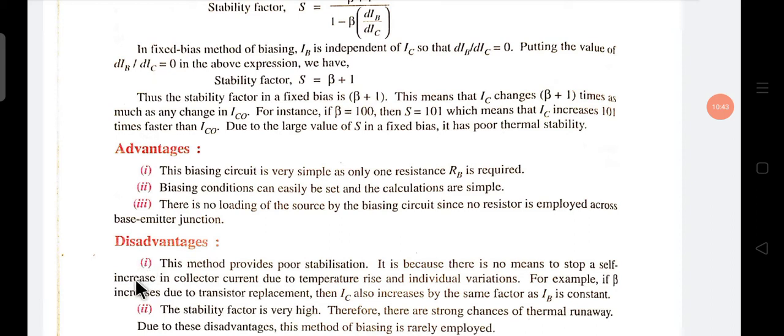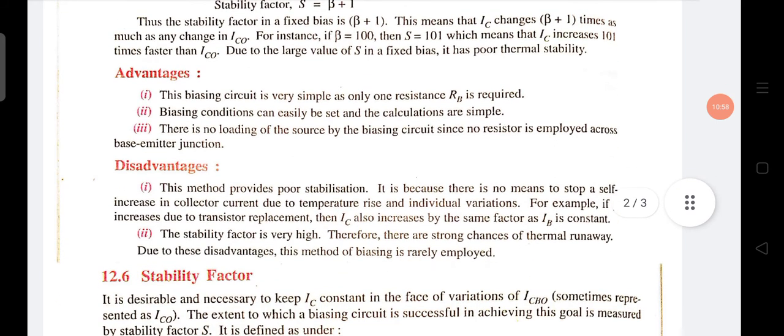Then the disadvantages: this method provides poor stability, because there is no means to stop the self increase in the collector current due to temperature rise and individual variation. Second, the stability factor is very high. Therefore, there is a strong chance of thermal runaway. These are the disadvantages.